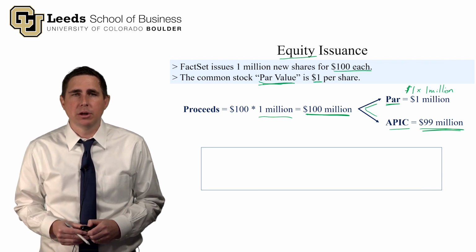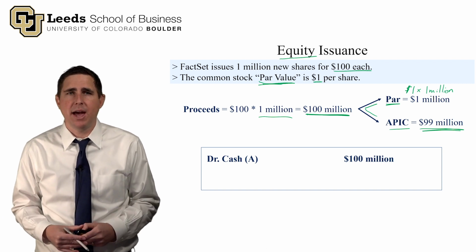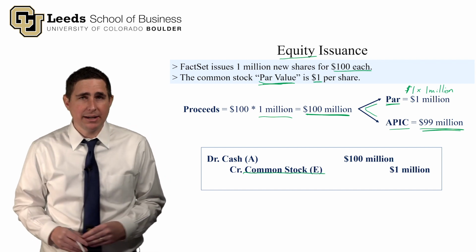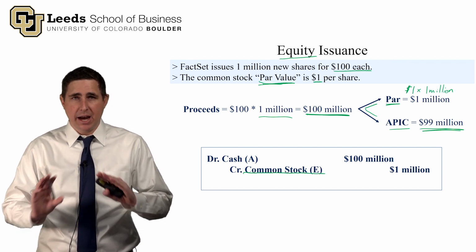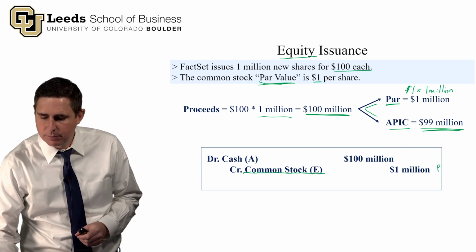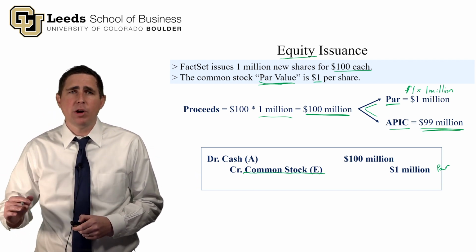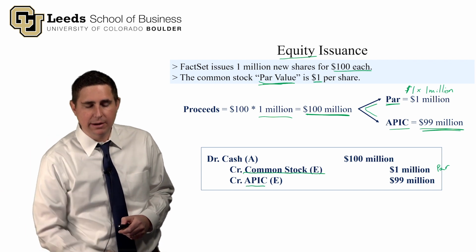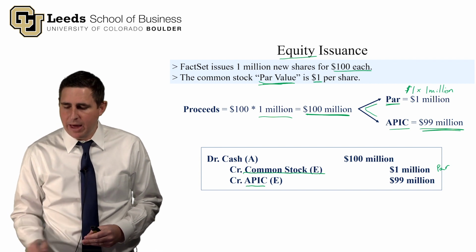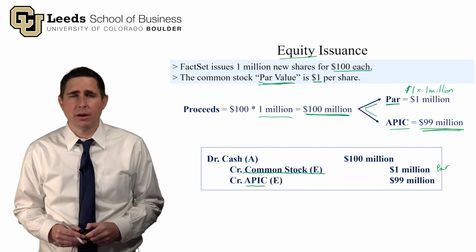And here's how the journal entry looks. So we're going to debit cash for $100 million because we're receiving $100 million in cash. Then we'll credit the common stock account. Okay, common stock is just a normal equity account. You'll see it in the equity section of the balance sheet. We're going to credit that account for the par value, and the par value was just $1 million. And then everything over and above par, we're going to credit the additional paid-in capital account, which is just another equity account in the equity section of the balance sheet. And that'll be credited for everything over and above par. Okay, so in this case, it's $99 million.